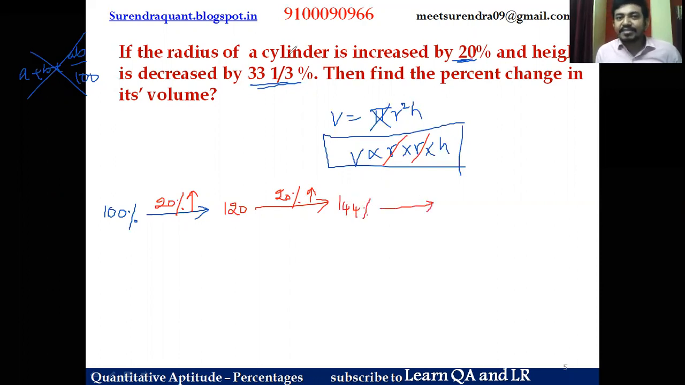And height decreases by 33 1/3%. Friends, what is the fraction equivalent to the percentage 33 1/3? 1/3. So what is 1/3 of 144? 3 fours are 12, so it is 48.